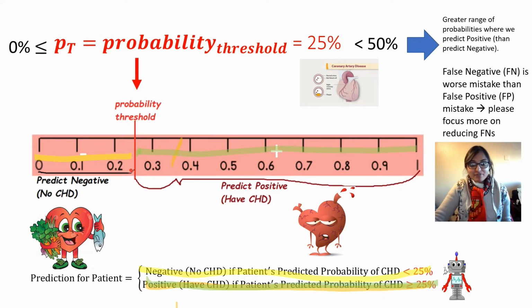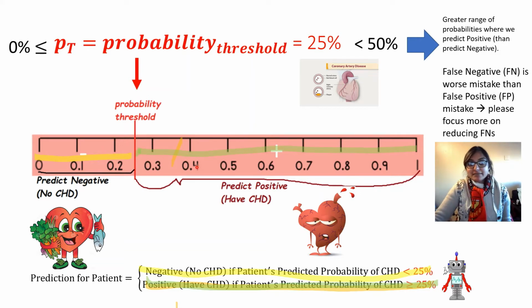Whereas if they have a predicted probability from the machine learning model of having CHD that is less than 25%, we are predicting negative, but there's more probability of us predicting positive. So more ranges of predicted probabilities are going to result in positive than in negative. There's a greater range of probabilities where we predict positive outcomes, like of having CHD, than predicting negative.